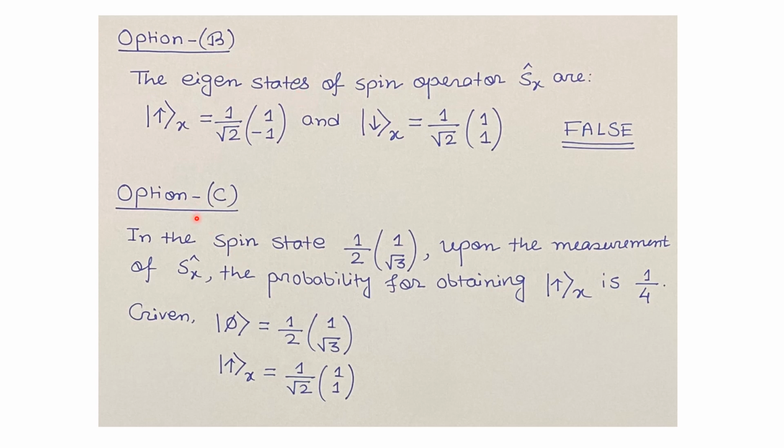Now option C, it is given that in the spin state 1 by 2 times the column matrix (1, root 3), upon the measurement of Sx cap, the probability for obtaining up spin is 1/4. So in our case, the given state phi is 1 by 2 times the matrix (1, root 3), and the up spin state, that is 1 by root 2 times the column matrix (1, 1), we have calculated in the previous slide.